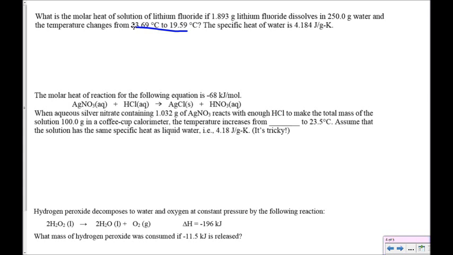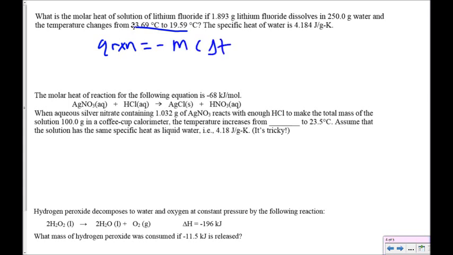Molar heat of solution. That's talking about how much energy is involved when lithium fluoride dissolves. Well, it's dissolving in water to make a solution of water. And then it's talking about the mass of the substance and the mass of the water. This is a solution situation. So I know in this problem, the Q of the reaction, and that's what it's talking about, the molar heat of solution involved in this reaction, is going to equal negative MC delta T.